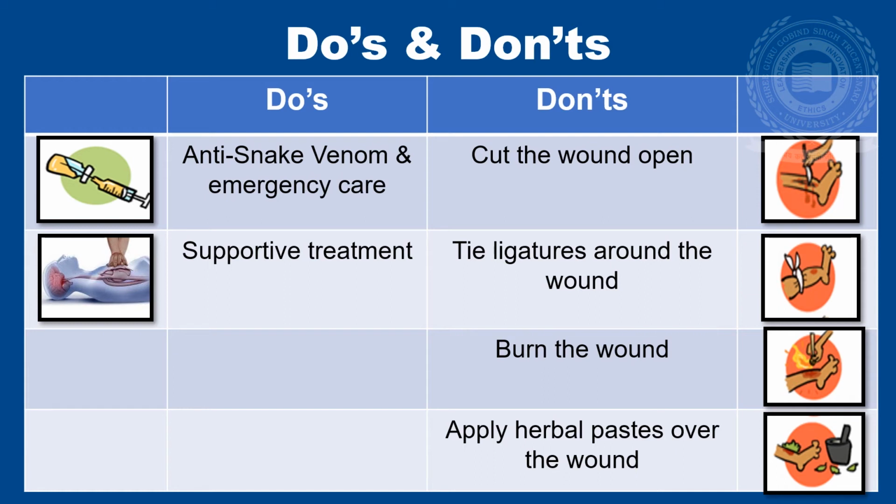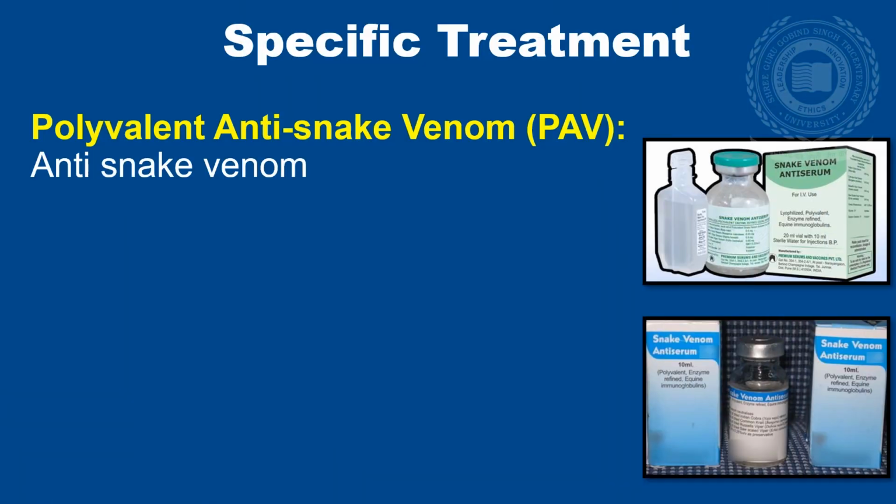Don'ts: don't cut the wound open, don't tie ligatures around the wound, don't burn the wound, don't apply herbal paste over the wound. Now we have learned the first aid in management of snake bite, and now let us learn the specific treatment in snake bite, that is anti-snake venom. After we are done with first aid, we go for specific treatment of snake bite.